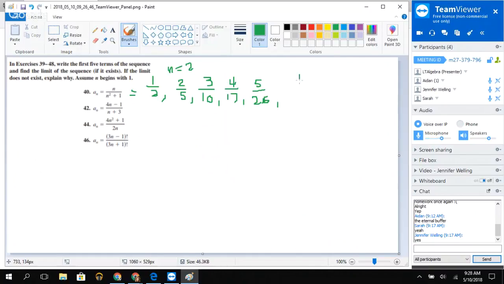I would have 100 over 1 or 10,001 when I get to n equals 100. So what do you notice about these numbers? The numerator is always going to be smaller than the denominator, and the denominator is getting bigger and bigger. So just based off of that, what do you think the limit as n approaches infinity would be?